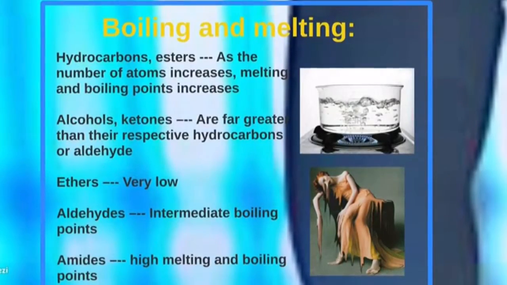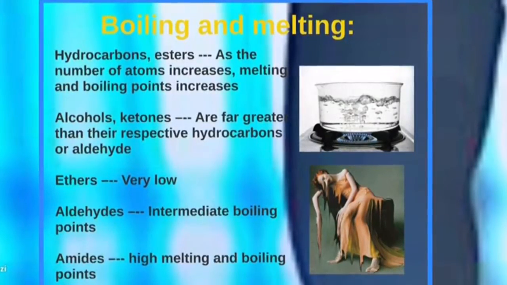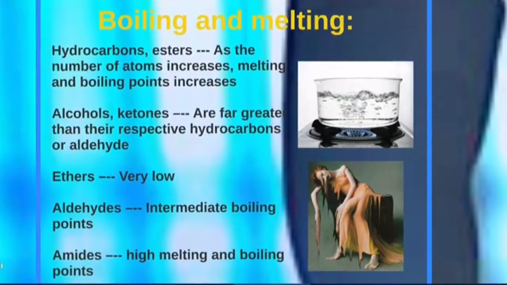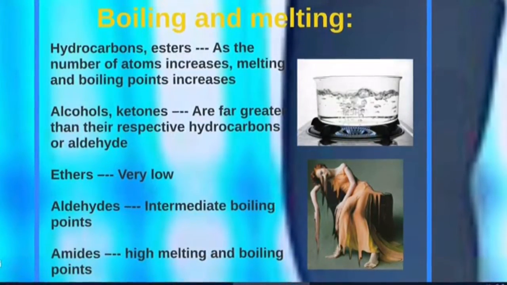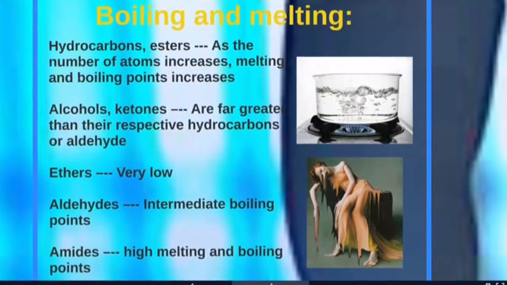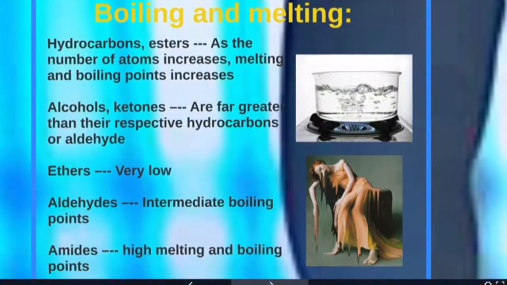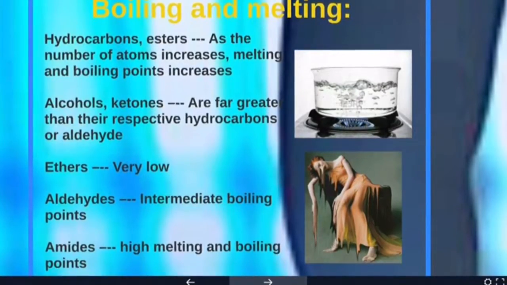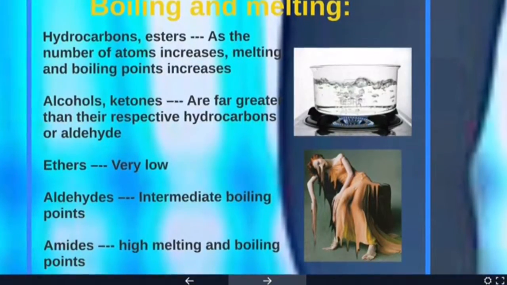Boiling and melting points. Hydrocarbons and esters: as the number of atoms increases, melting and boiling points increase. Alcohols and ketones are far greater than their respective hydrocarbons or aldehydes. Ethers, very low. Aldehydes, intermediate boiling points. Amides, high melting and boiling points.